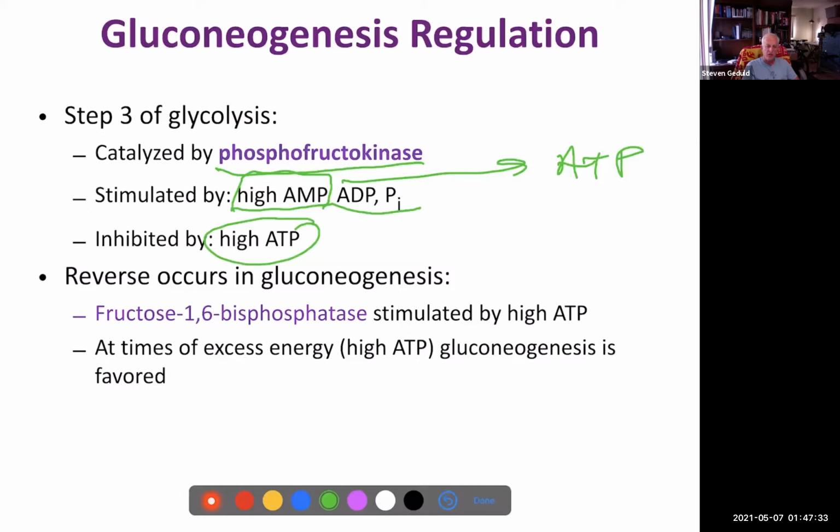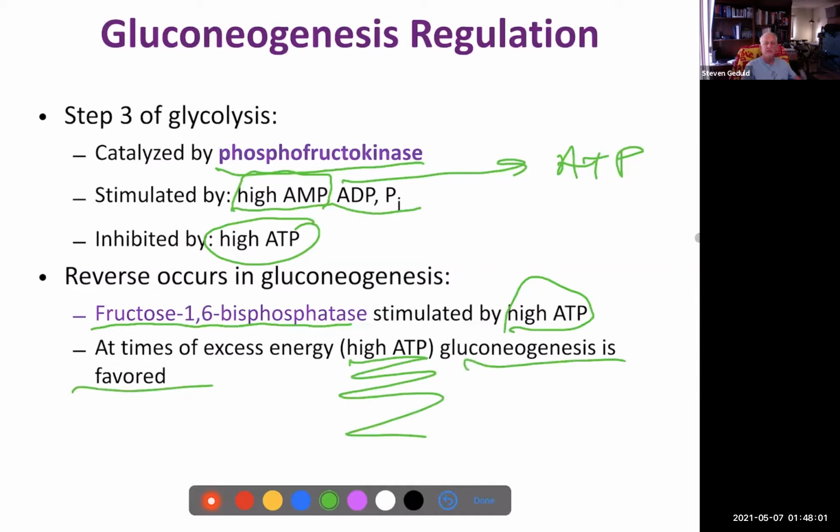So that's your glycolysis. The reverse in gluconeogenesis, fructose 1,6-biphosphatase, is stimulated by high ATP levels because we're backing it up now. So you're going to stimulate fructose 1,6-biphosphatase because you have high ATP. You take that energy and go back and form glucose, so you can use it later on. At times of excess energy, meaning high ATP levels, gluconeogenesis is favored and glycolysis is inhibited because you've got a lot of energy floating around.